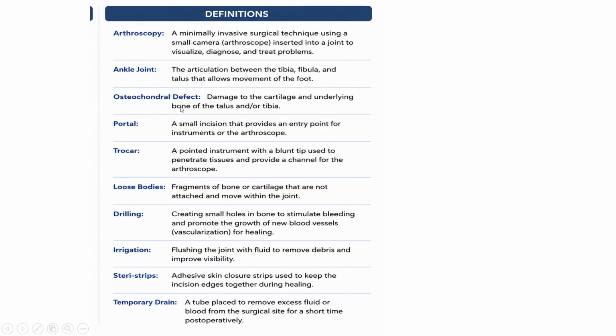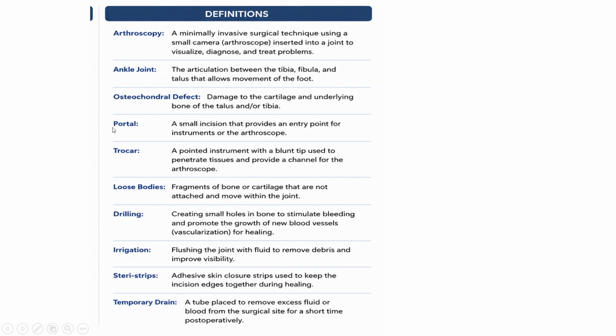Next you need to know about the osteochondral defect. What is an osteochondral defect? Whenever there is damage to the bone and the cartilage, that is called an osteochondral defect. It is damage to the cartilage and the underlying bone of the talus or the tibia. OCD you can find in the knee also.